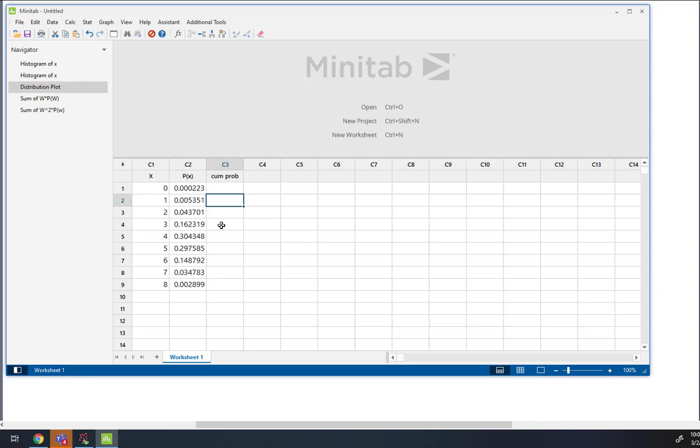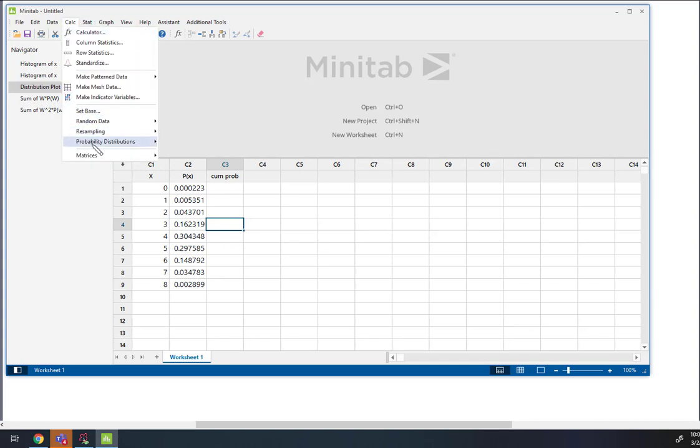And let me do one more of these. I'm going to jump down here to 3. The entry in the cumulative column at 3 would be the probability that x is less than or equal to 3, which would be the sum of the probabilities for 0, 1, 2, and 3. Now, we could get those with a calculator. Since we've got the probabilities, we could just start adding them up. But we don't have to do that.